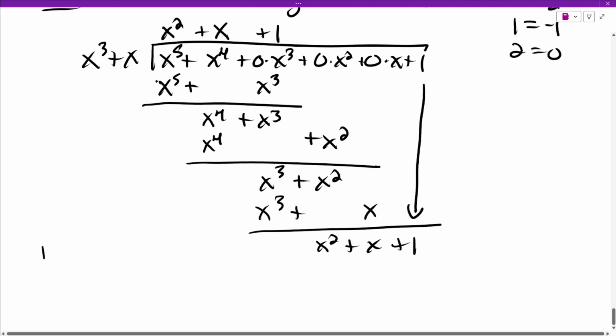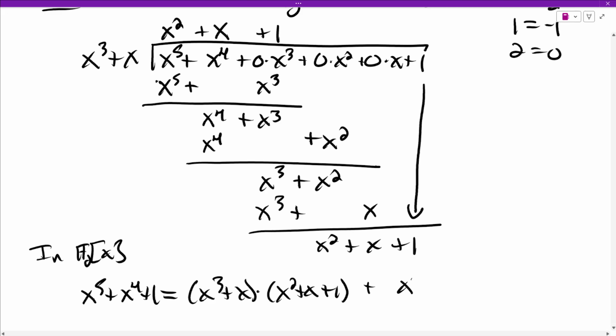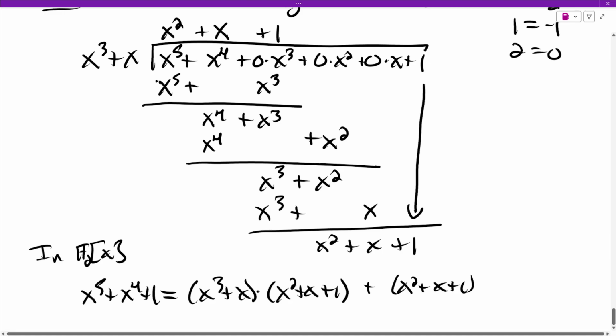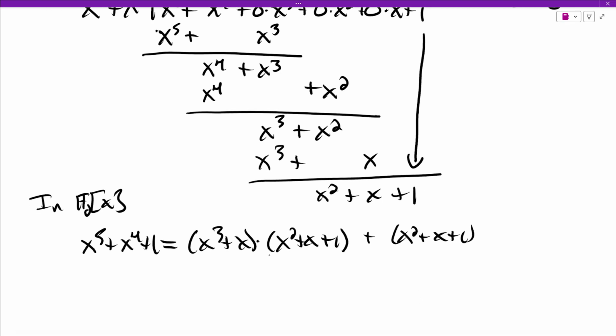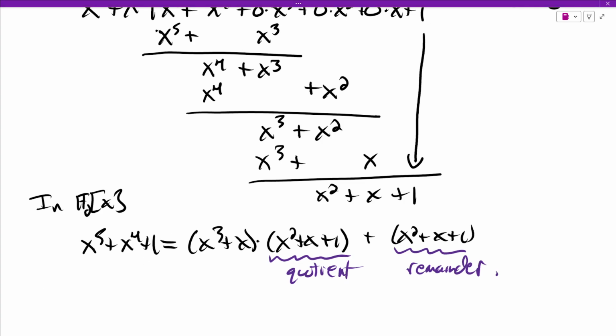So what we've learned here is that in this field, x to the fifth plus x to the fourth plus 1 divided by x cubed plus x has quotient x squared plus x plus 1 and remainder also x squared plus x plus 1. That was an accident. Nevertheless, this is our quotient and this is our remainder. Just a quick reminder on polynomial long division. Polynomial long division works in any field. In particular, you'll do lots of problems in your homework on finite field stuff.